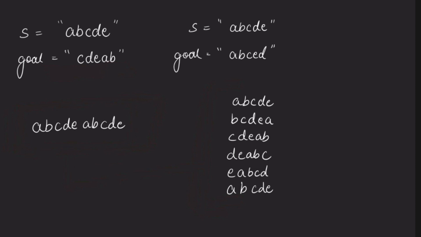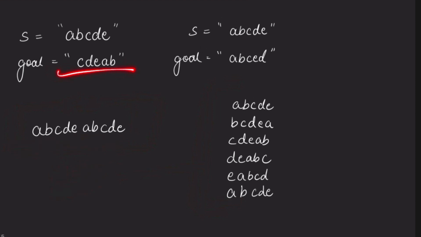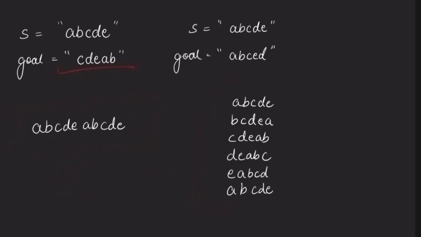So now your question just reduces to finding out whether goal is present as a substring inside S plus S. This is nothing but string S plus string S, right? So if goal is present as a substring inside S plus S, then your answer will be true. Otherwise, it will be false. Now here you are only finding out whether this is present as a substring or not. So in this case, your time complexity is going to be linear. So that's how we have reduced our time complexity.